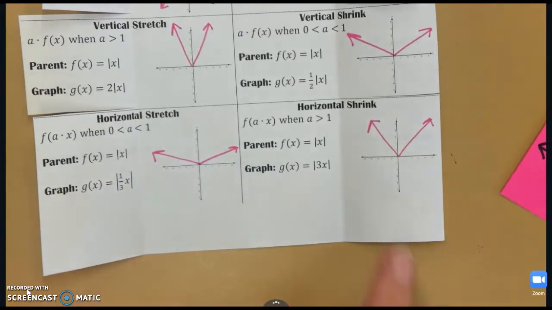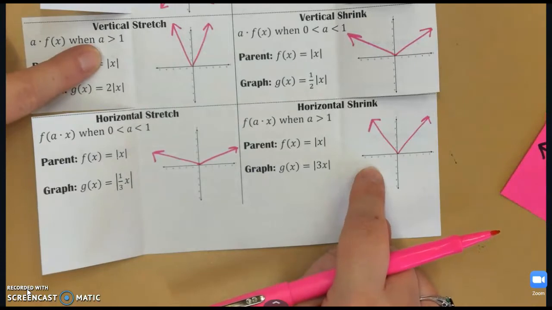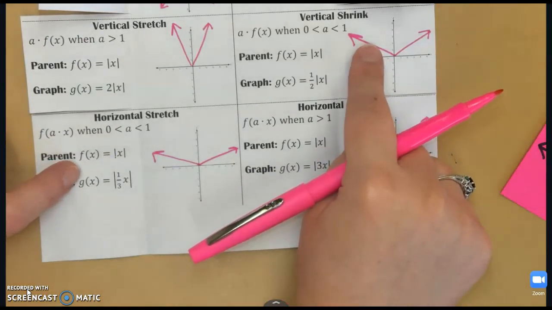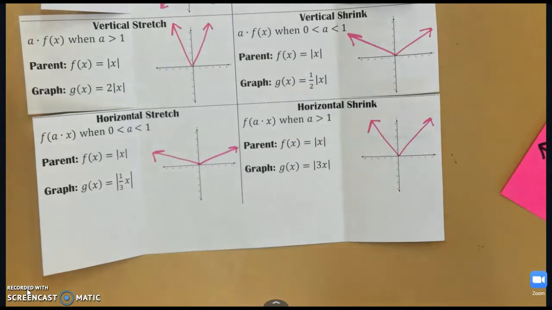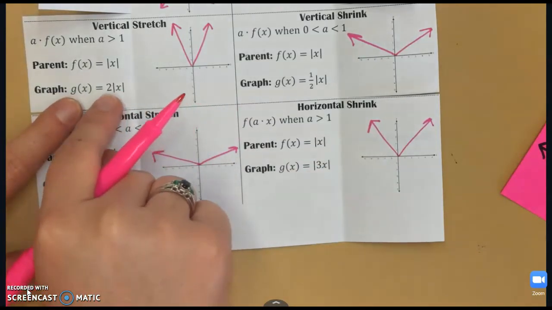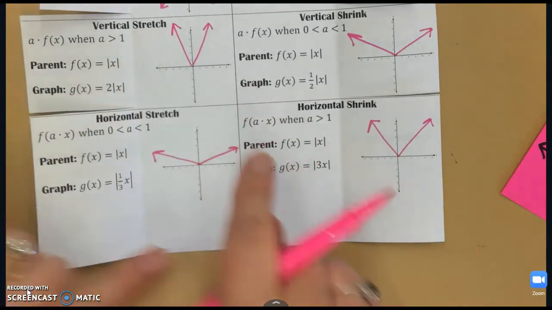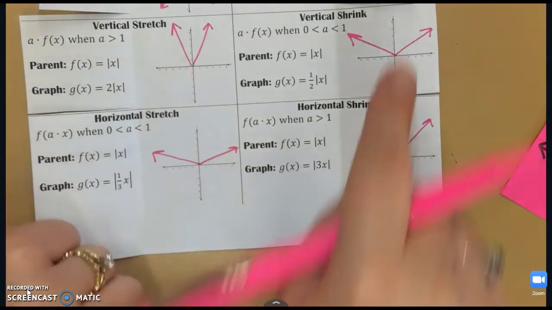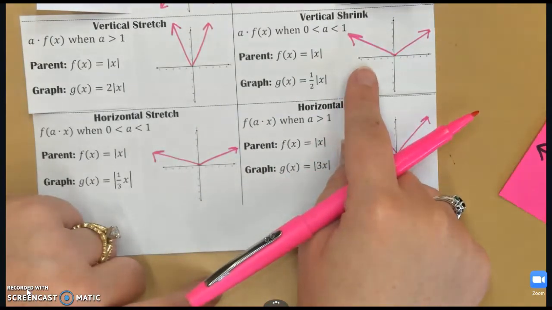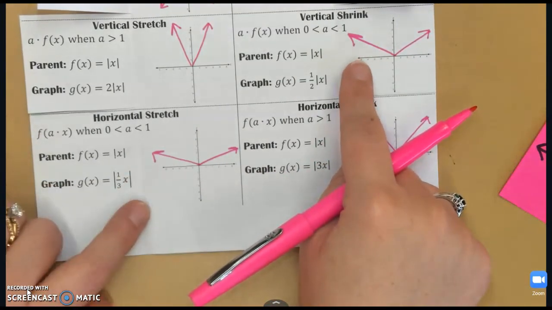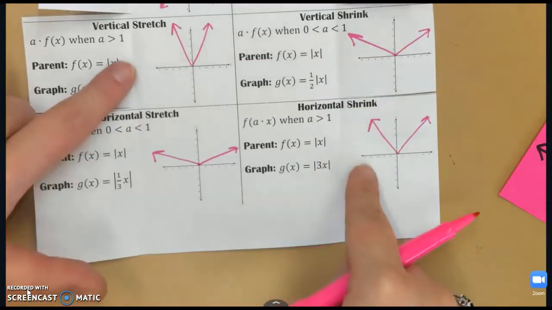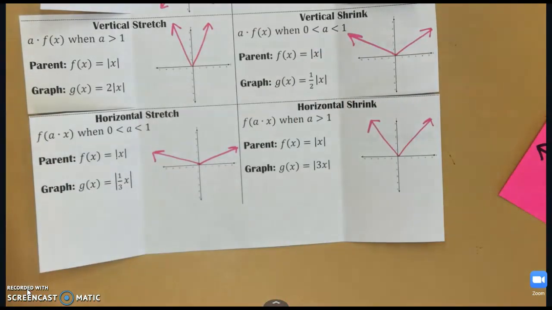So looking here, a vertical stretch and a horizontal shrink produce the same type of change. And a vertical shrink and a horizontal stretch produce the same type of change. What's different about it is the notation. Multiplying outside by a number bigger than 1 means vertical. Multiplying inside by a number bigger than 1 means horizontal. Multiplying outside by a number less than 1 is vertical. Multiplying inside by a number less than 1 is horizontal. But they produce the same visible change to our graph.